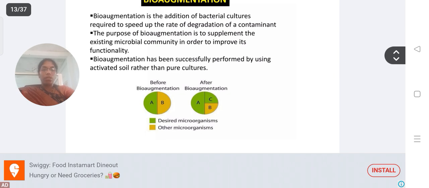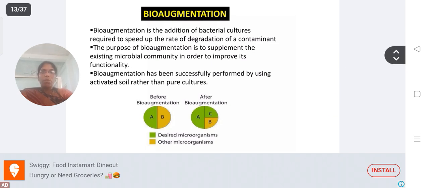Bioaugmentation is the fourth technique of bioremediation. What is meant by bioaugmentation is the addition of bacterial culture required to speed up the rate of degradation of the contaminant, so as early as possible we finish the task. For that reason we introduce bioaugmentation, to supplement the existing microbial community in order to improve its functionality. For improving the functionality we have to increase the growth of the microbes. Bioaugmentation has been successfully performed by using activated soil rather than pure culture. Before bioaugmentation, after bioaugmentation: desired microorganisms and other microorganisms are there.